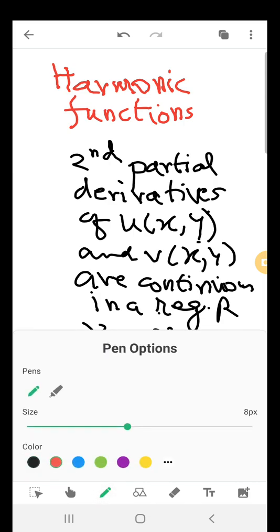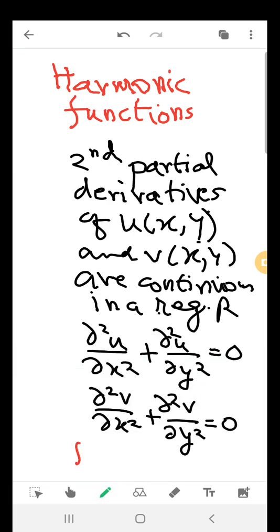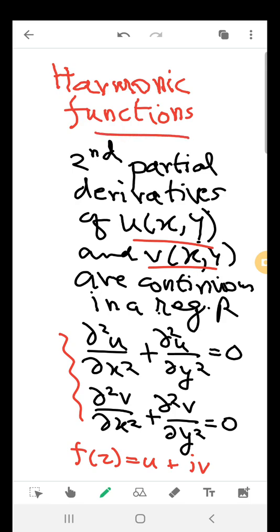Now, since f(z) is equal to u plus iv, u is supposed to be the real part and v is supposed to be the imaginary part. So if the real and imaginary parts satisfy these conditions, then you can say that these are the harmonic functions.